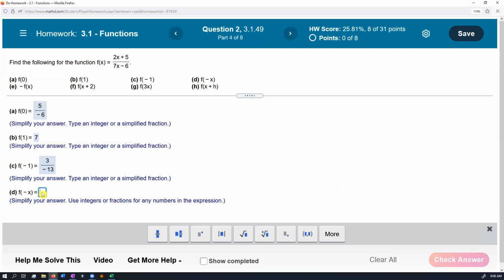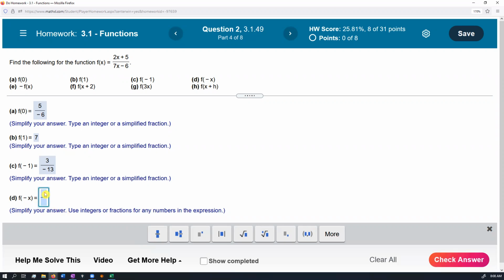Okay, f of -x is negative. Let me do it this way. I'm going to put the fraction in like that. I'm going to put -2x plus 5, and then hit the down arrow, and then hit -7x minus 6.